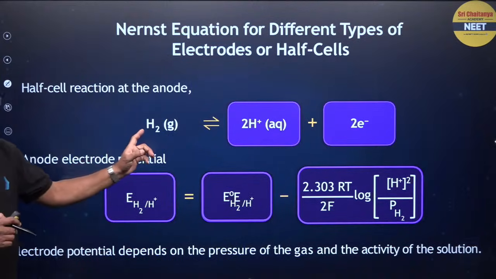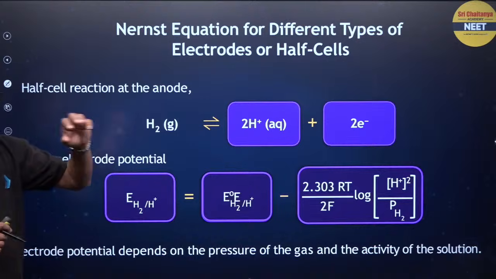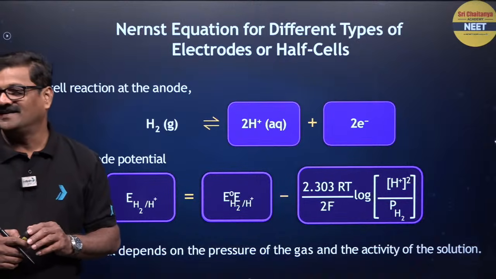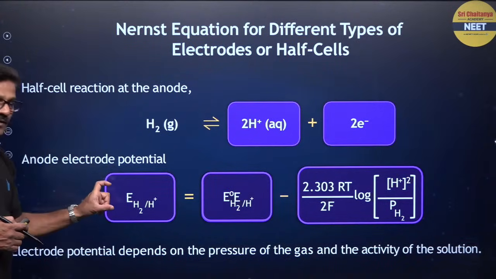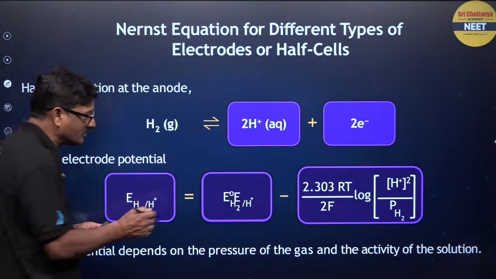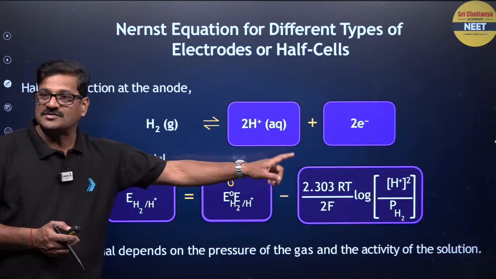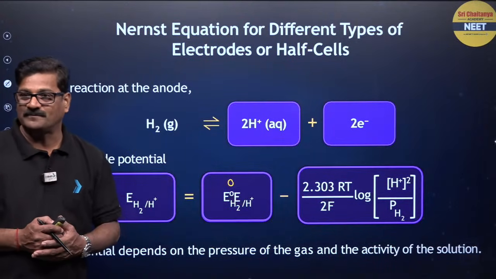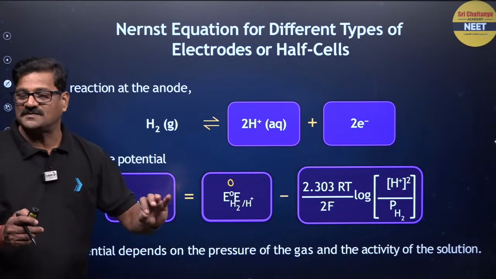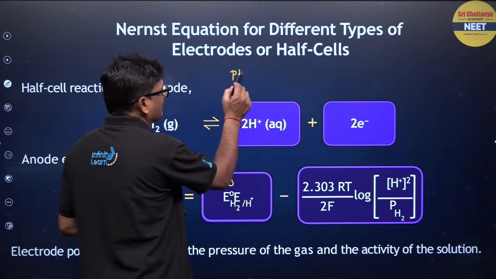If it is for hydrogen, hydrogen ionizes to give us H plus and 2 electrons at equilibrium for the normal hydrogen electrode. E naught cell of hydrogen, its value is going to be 0, and then 0.0591 by n times the concentration of hydrogen and the partial pressure of hydrogen. So the potential depends on the pressure of the hydrogen gas and the concentration of the hydrogen plus ions. Sometimes pH will be given.